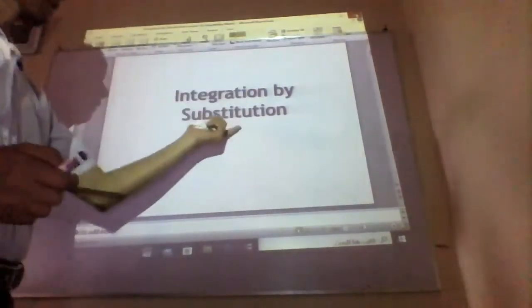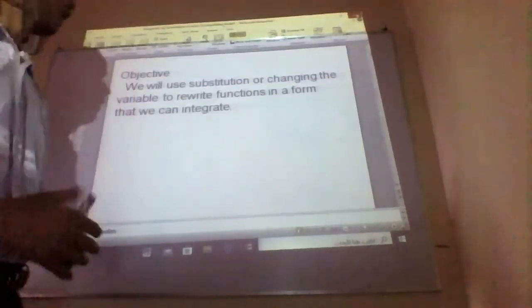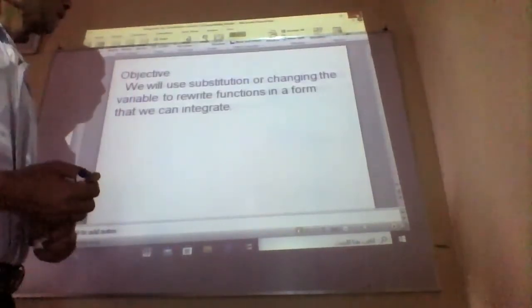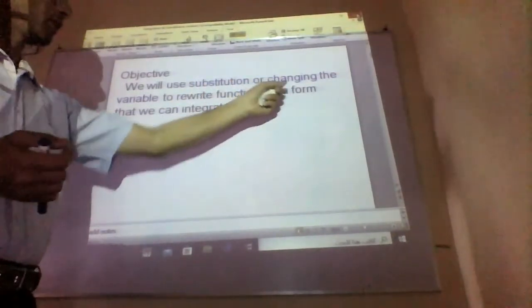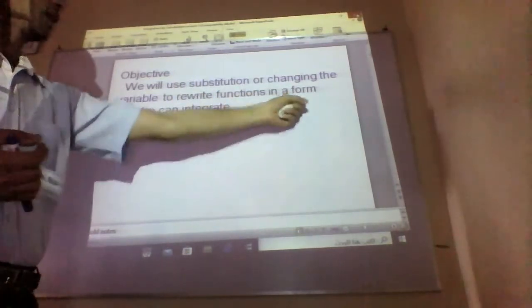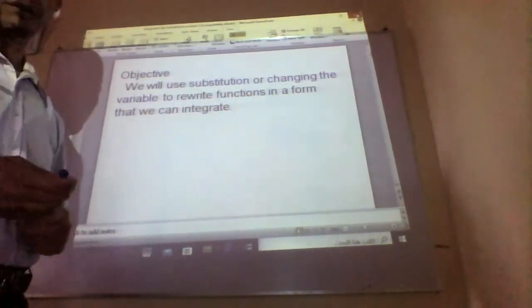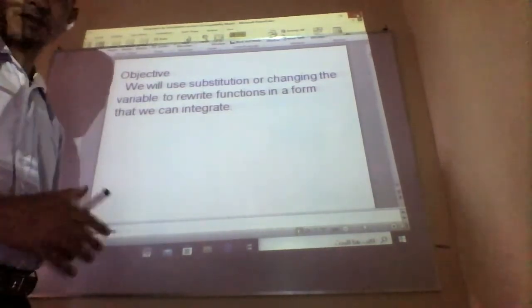Today we will use the substitution method to make integrations for some functions. Our objective is we will use substitution, something we call changing the variable. We rewrite functions in a form that we can integrate, or to simplify the integration itself.